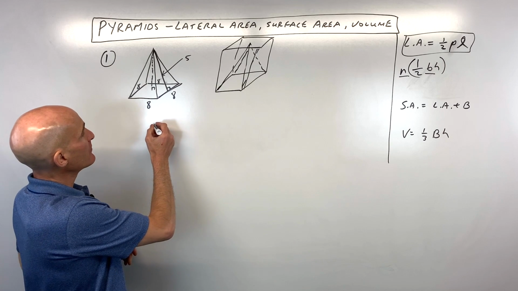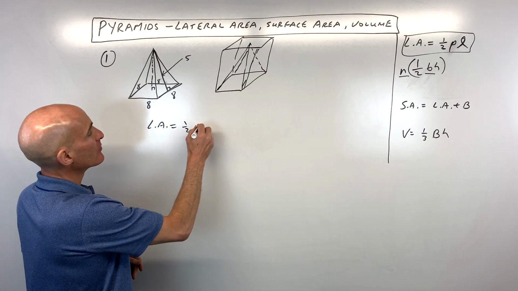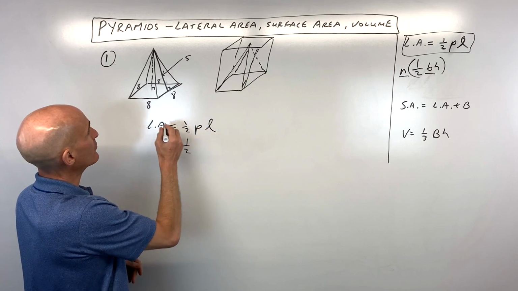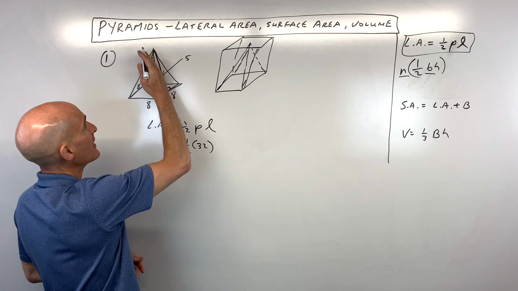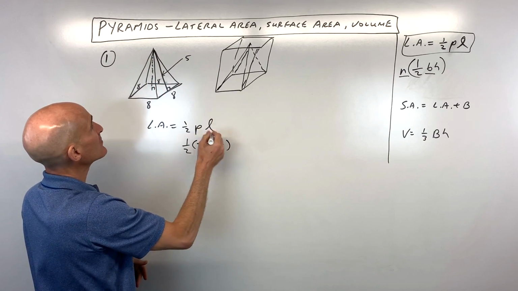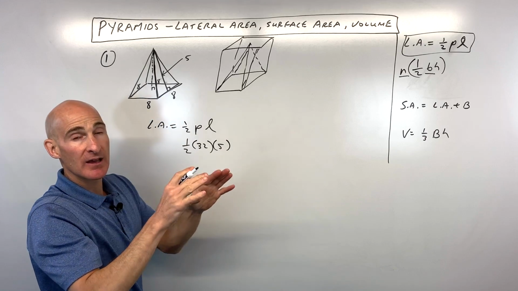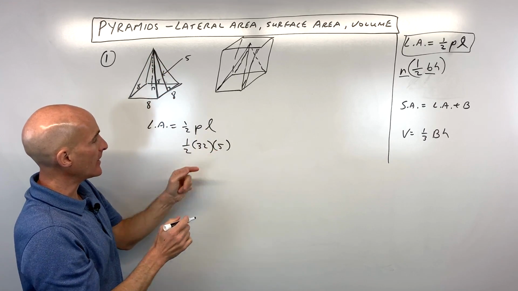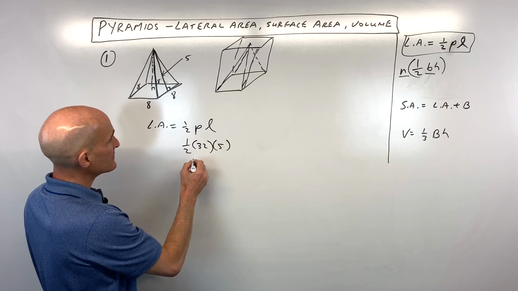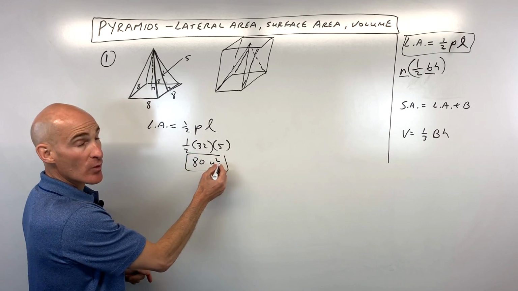The lateral area is going to be 1/2 the perimeter of the base times the slant height. The perimeter is going to be 4 times 8, which is 32. The slant height is 5. You don't want to make the mistake of using what they call the lateral edge. That's where the lateral faces come together. You want the height of the triangle, that's the slant height. So this comes out to 16 times 5, which is 80 units squared. Remember, area is square units.